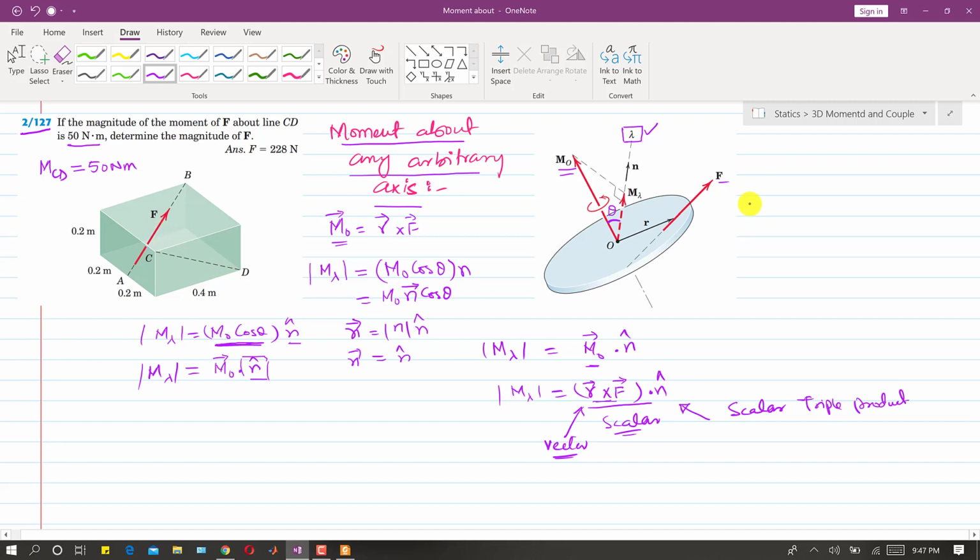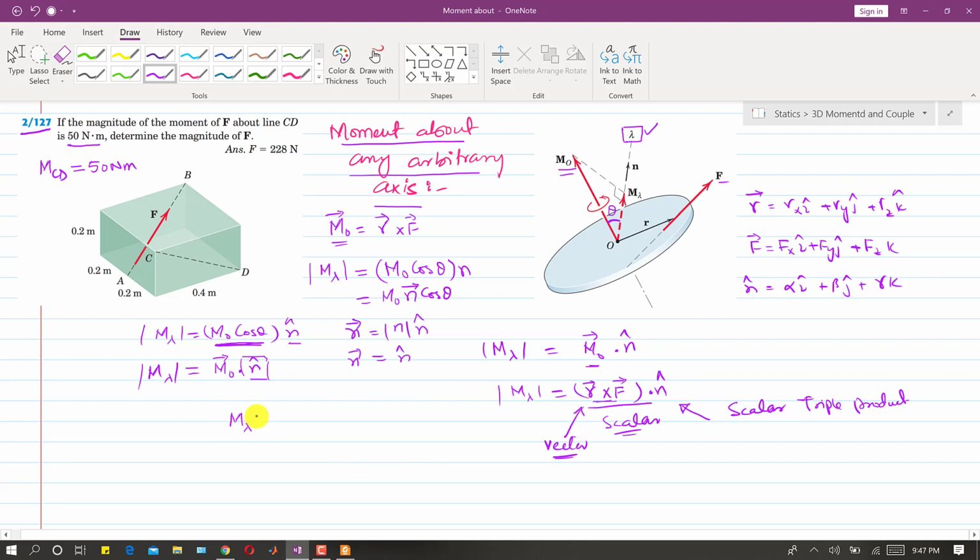Now let's suppose we have this R vector, Rx i plus Ry j plus Rz k. We have this R, and let's suppose we have this F, Fx i plus Fy j plus Fz k, right? And let's suppose the unit vector is alpha i plus beta j plus gamma k, right? So we will use the determinant method to find this M lambda, right? So how to find this M lambda?